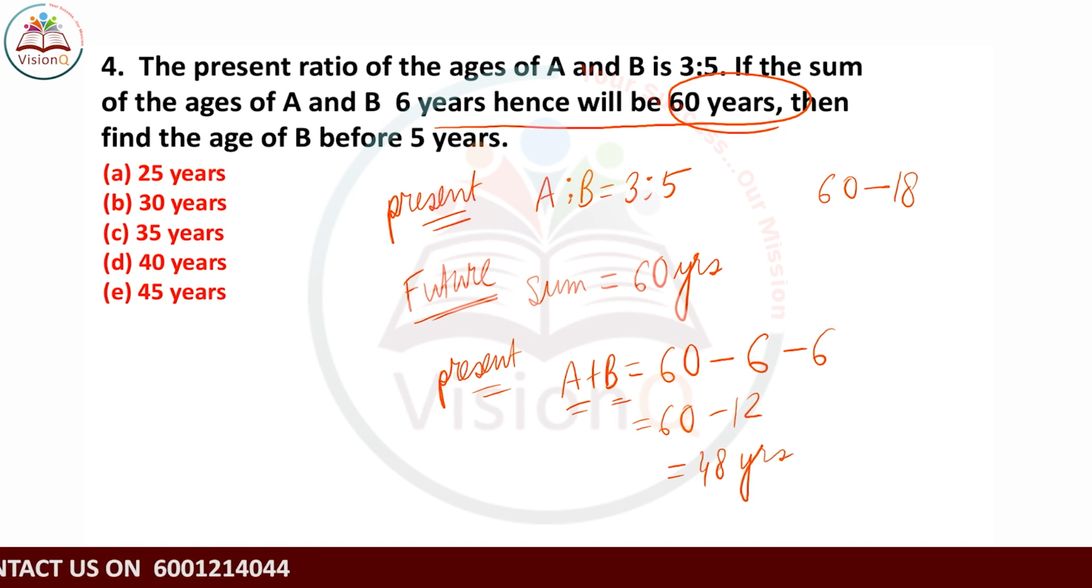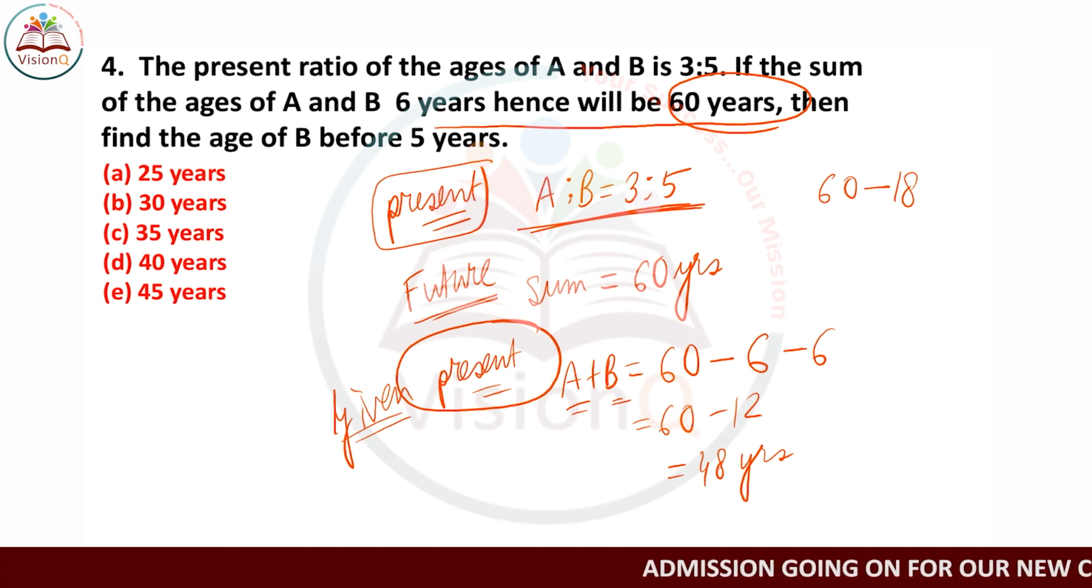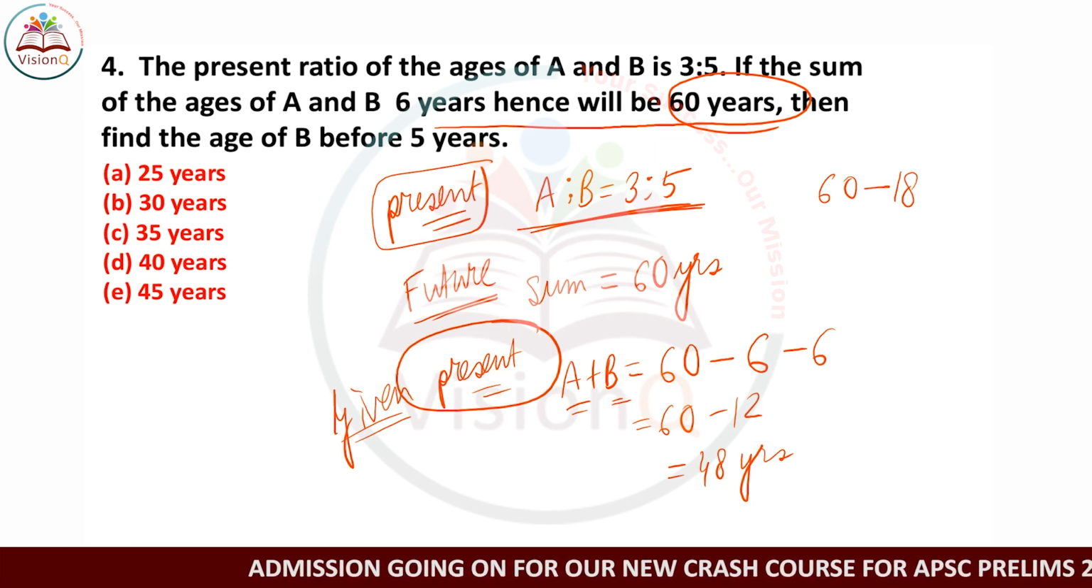So why have I found out the present sum? Because the ratio is given in the present. Okay, since the ratio was given in the present, I have to find out the given condition again in the same point of time as the ratio. Since the ratio was given in the present only, I have to find out the present sum of A and B, which is 48 years, from the future sum.